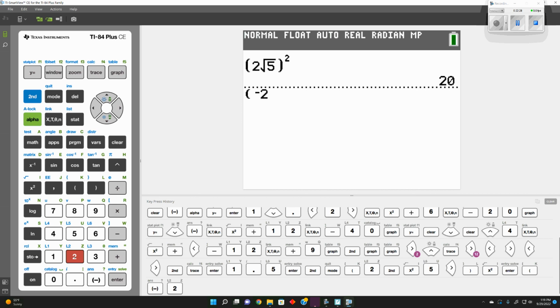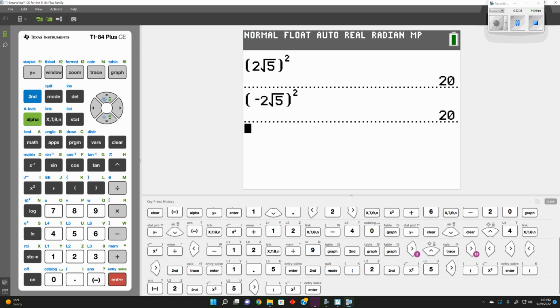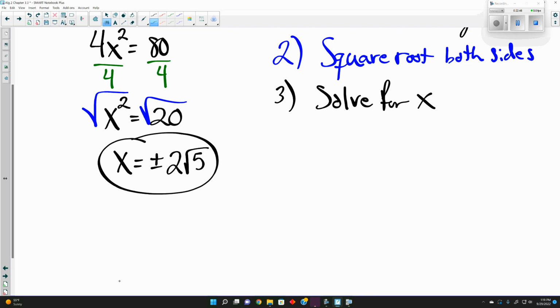Say negative 2 square root of 5 squared. We get? Since we times a negative by negative, it becomes positive. So really what we're saying in the step before, whatever number is here, when we square it, we get 20. So the number that's inside of x could be positive or negative, because when we square a negative, it becomes positive. If we square a positive, it stays positive. So if we square root both sides, we have to add the plus or minus.